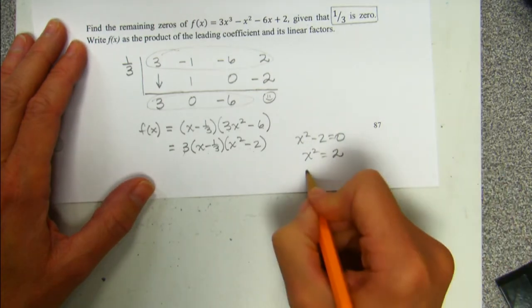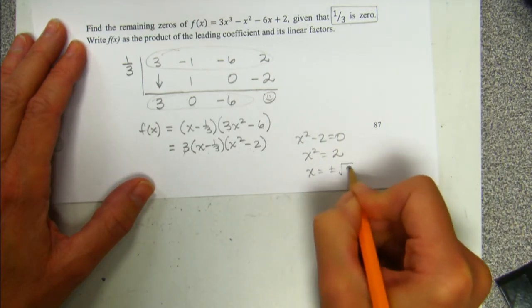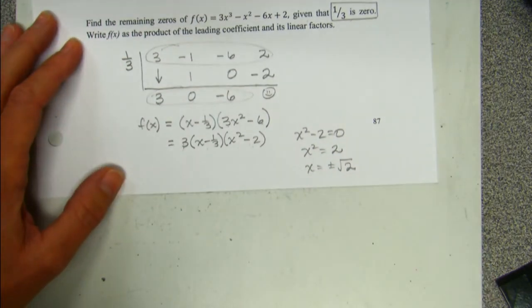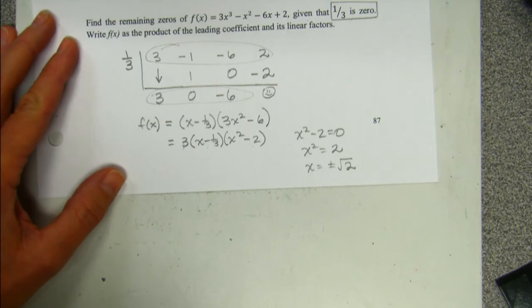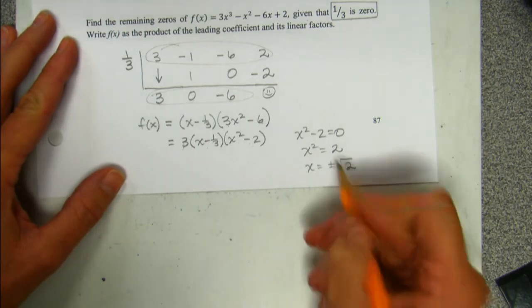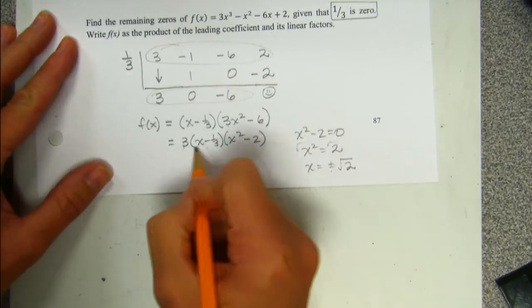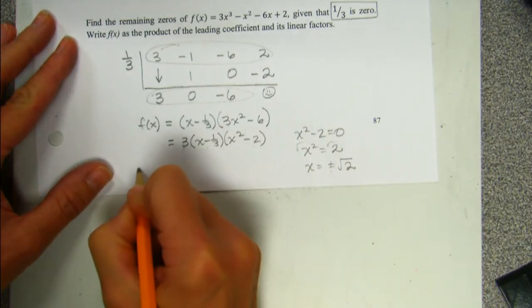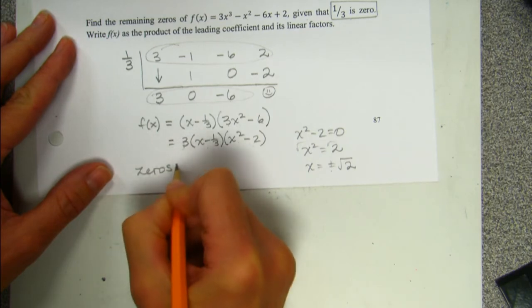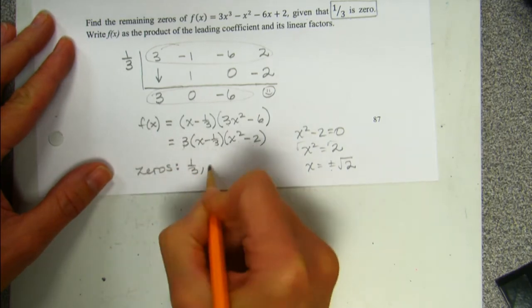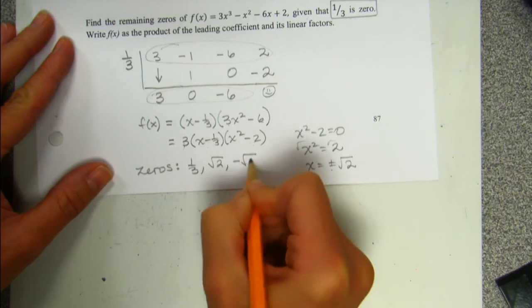Let's square root both sides. You can use the square root principle when there's no x to the first term. Maybe that will ring a bell. But don't forget, when you take the square root, you put that plus or minus. So this is the answer factored, but my zeros are 1/3, root 2, and negative root 2.